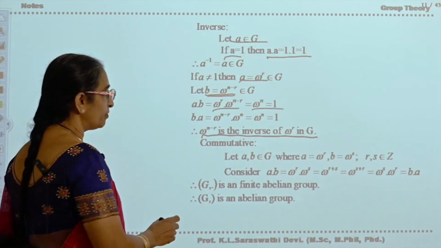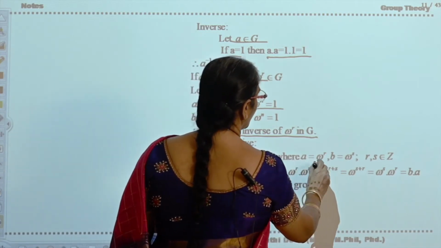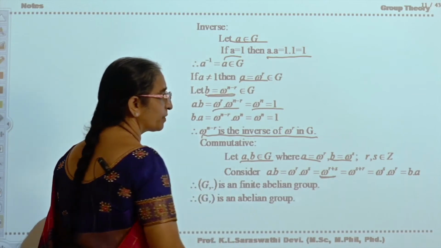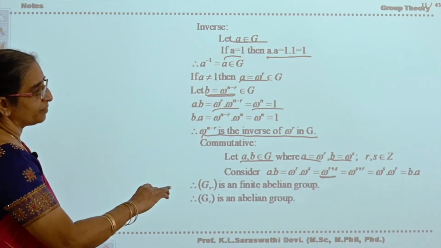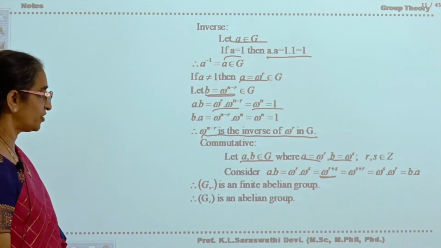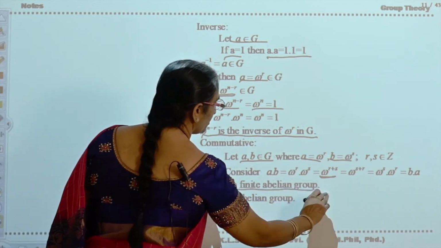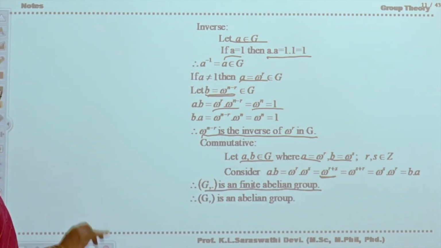Similarly, verify commutativity. Take a, b belonging to G, where a is omega power r and b is omega power s. Then a dot b is omega power r plus s, that is nothing but s plus r, that is omega power s dot omega power r, which is b dot a. Therefore, G dot is an abelian group. Okay, now, is it clear?